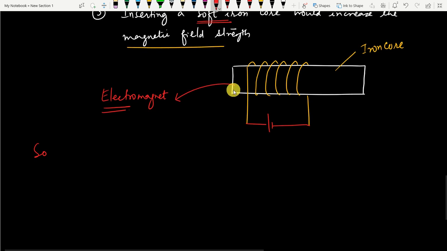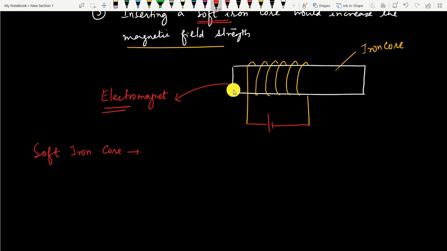Soft iron core एक ऐसा मटेरियल है जिसमें मैग्नेटिक फील्ड तब तक रहता है जब तक करंट रहता है. सॉफ्ट आयरन कोर का काम क्या है? It produces magnetic field only for the time current is passed. Once the current is switched off, the magnetic field completely disappears.